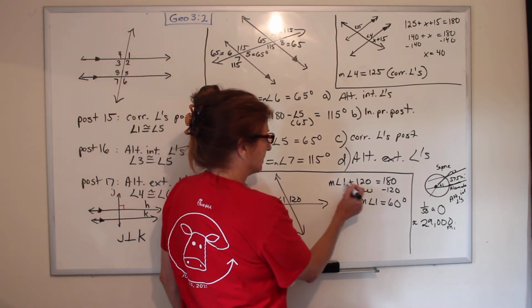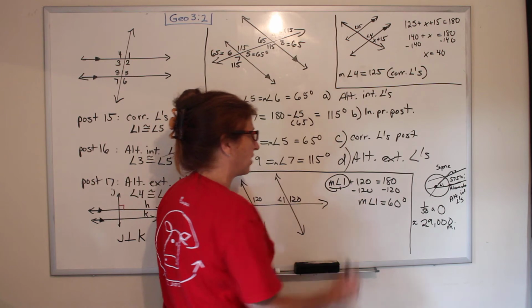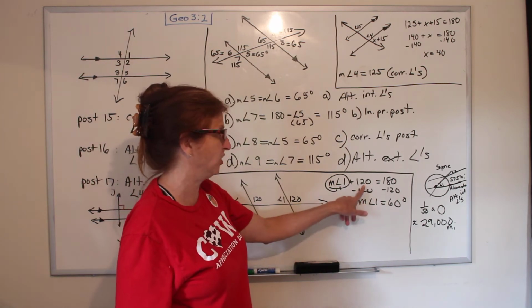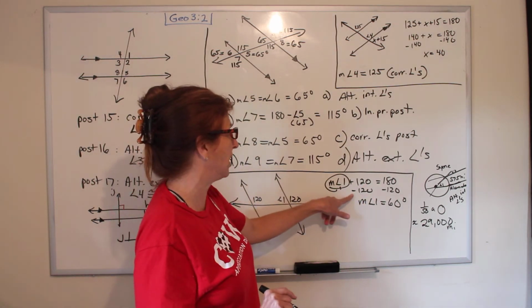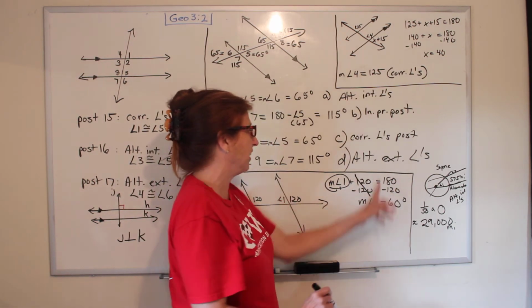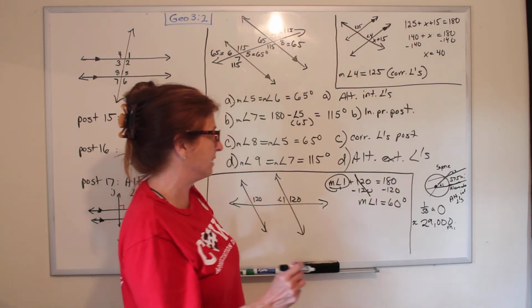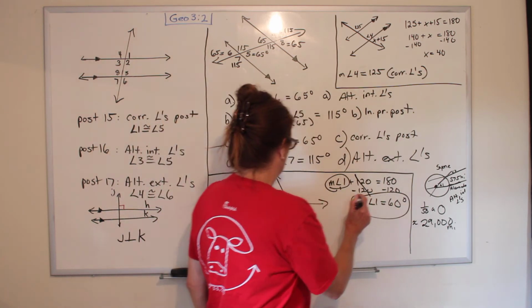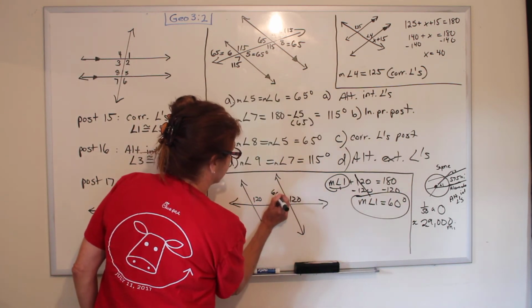So why is measure angle 1 not alone? It's being added to 120. So what's the opposite? Subtract 120. What you do to one side, you do to the other. These cancel out. 180 minus 120 is 60. So this angle right here is 60.